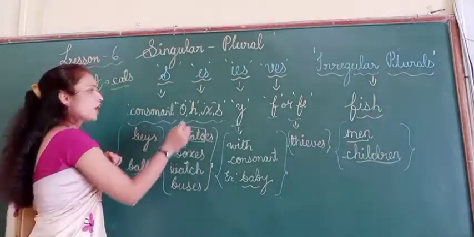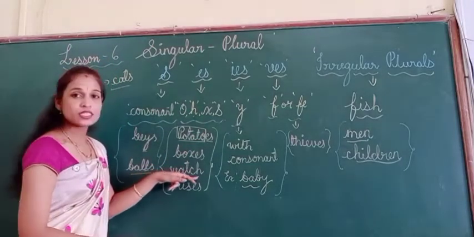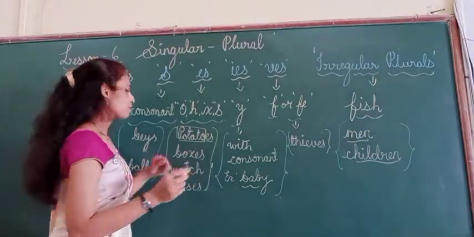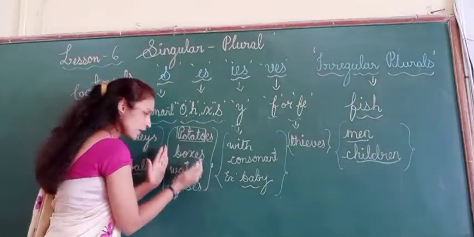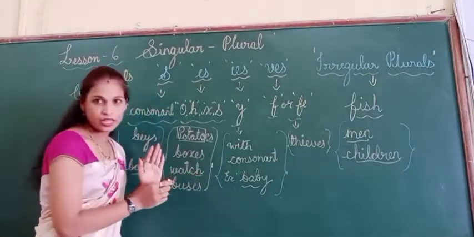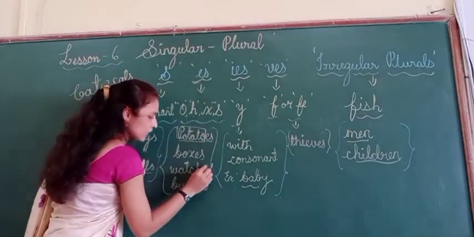Like that, I have W-A-T-C-H. H. What am I supposed to add for this? This word ends with the letter H. I am going to add ES.